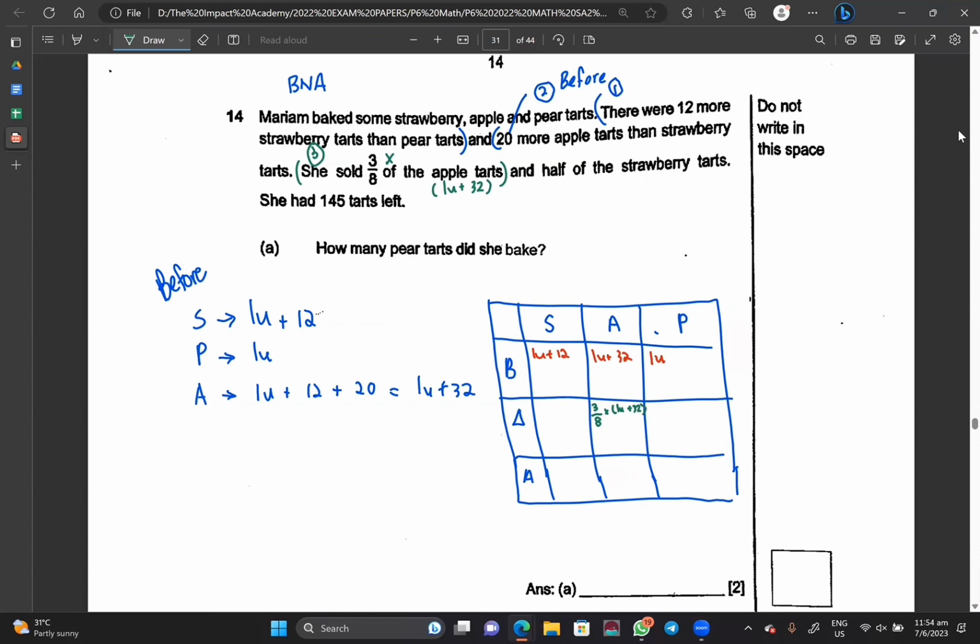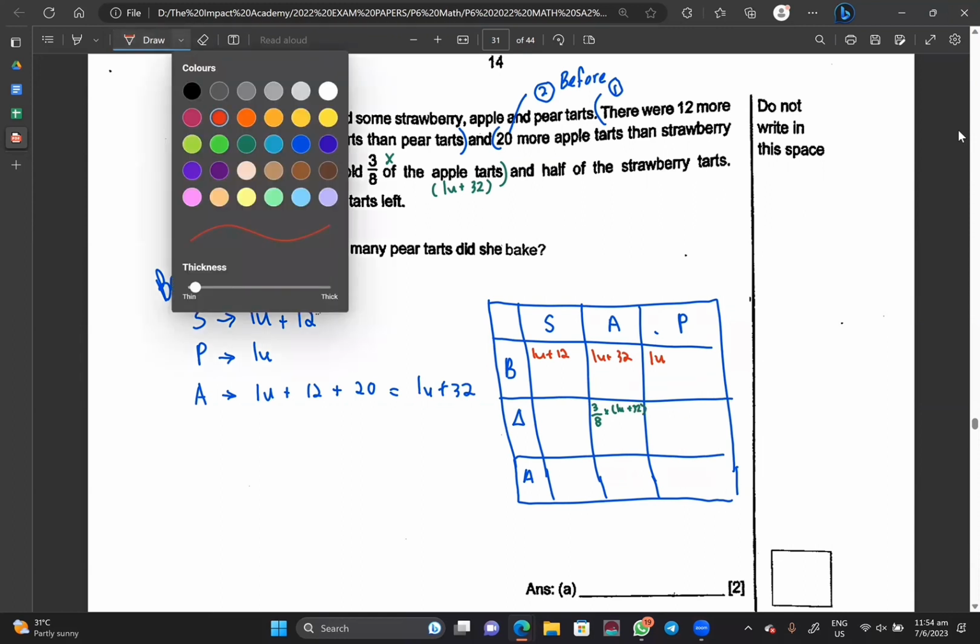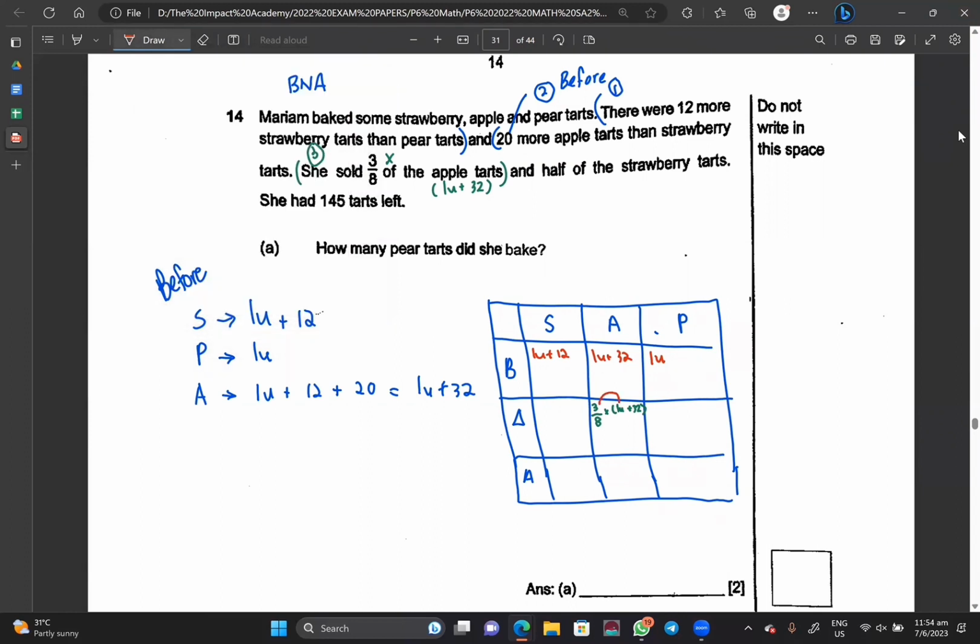My recommendation to you is to draw a bigger table. Now over here you do 3/8 times 1 unit, that gives me 3/8 unit. Why am I doing this? Because you have to take away 3/8 from the 1 unit and 3/8 from the 32. So we do the double rainbow. We simply do 3/8 times 32. 3/8 times 32, we get 12. So this is 3/8 units plus 12.